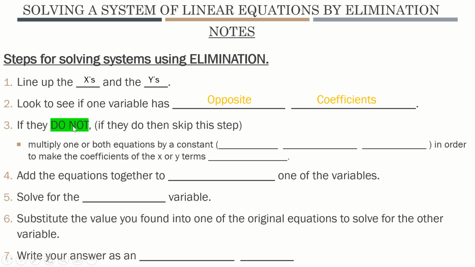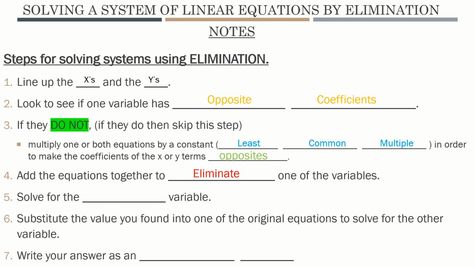If they don't have opposite coefficients, then we're going to multiply one or both of the equations by a constant to make the coefficients opposites. Now, if they do already have opposite coefficients, then we skip step 3. But oftentimes they don't, and we have to multiply one of the equations to make them opposites. Once you have opposite coefficients, add those equations together to, here's the big word, eliminate one of the variables.